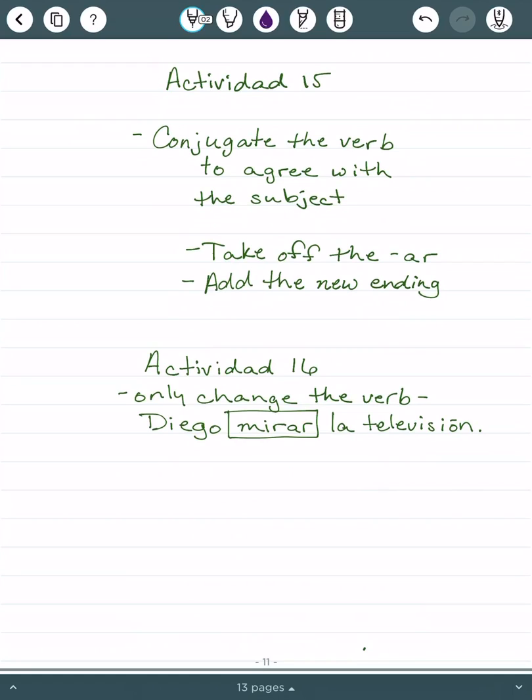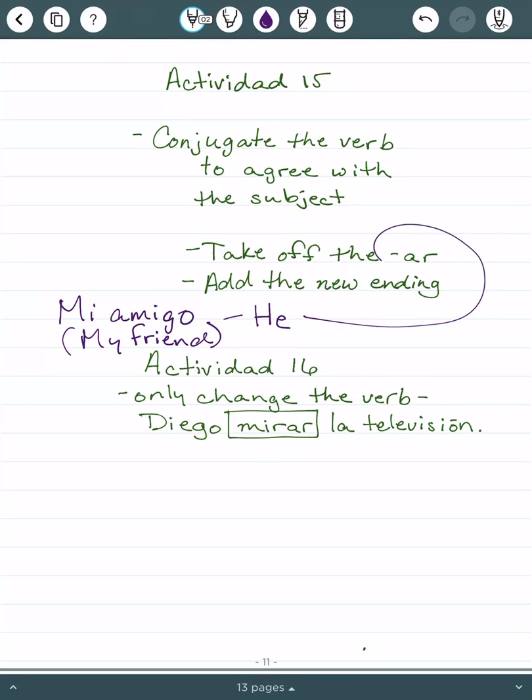For 15, let me open this one up. Okay, this one's not bad. You're just going to conjugate the verb to agree with the subject. So like in number 1, mi amigo, you need to know what that means. So mi amigo is my friend. My friend would be he, and then you find which AR ending goes with he. It's an A. So don't forget, take off the AR. So like if your verb is nadar, take that off and then add the ending. So nada would be he is swimming.